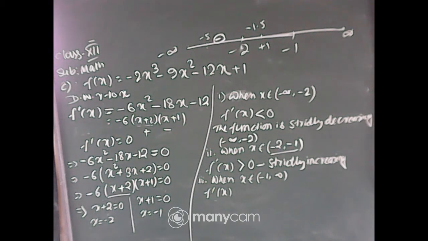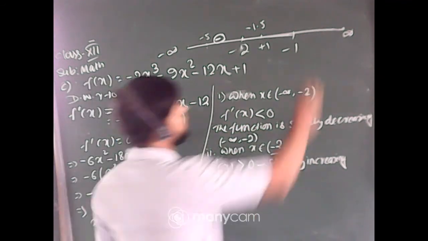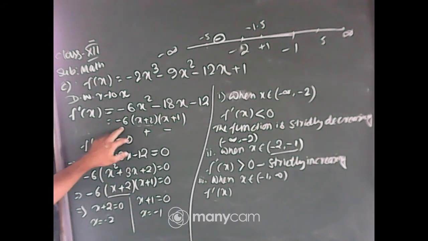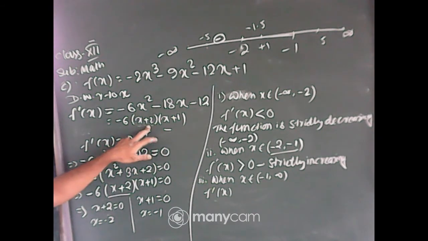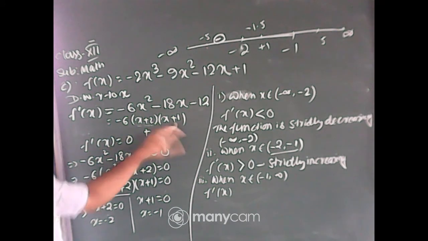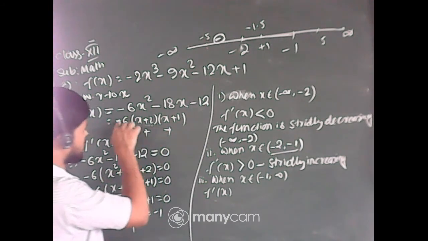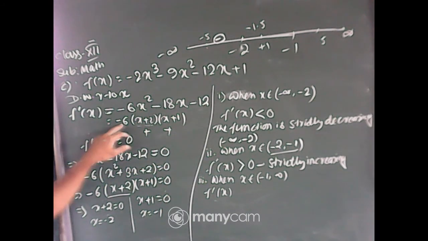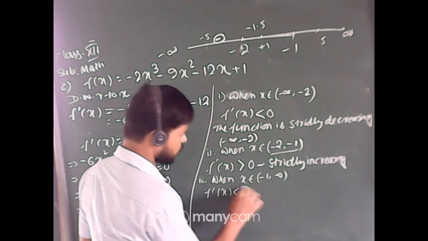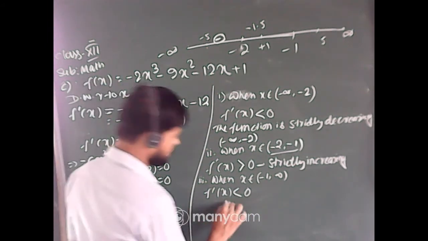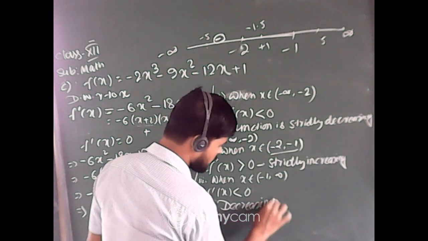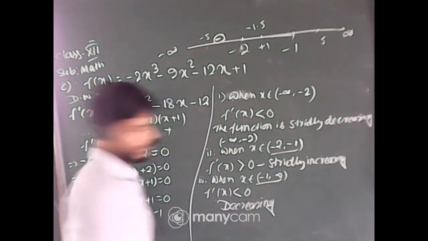Yes, very good. f'(x) will be less than 0. Why is f'(x) less than 0? Take any point. Suppose x equals 5. Take 5. So minus 6 into 5 plus 2, positive term. 5 plus 1, positive term. So positive into positive into negative, the result will be negative. So less than 0. So the function is strictly decreasing on this interval.